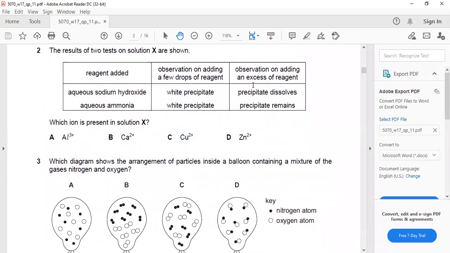Question number 2 is about test for ions. Aqueous sodium hydroxide, white precipitate means copper is not possible, as it is colored. Precipitate dissolves, it means calcium is not possible. Either aluminium or zinc. Ammonia, white precipitate. Precipitate remains, it means aluminium. You have to memorize the tests for ions.